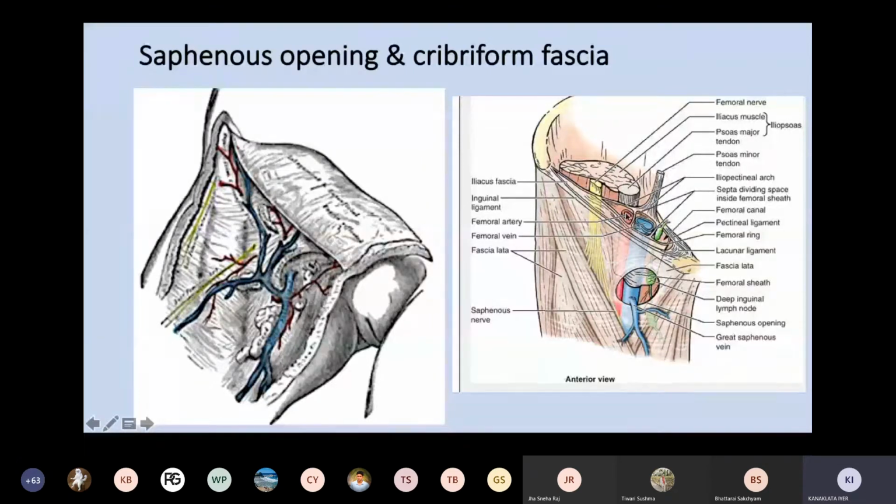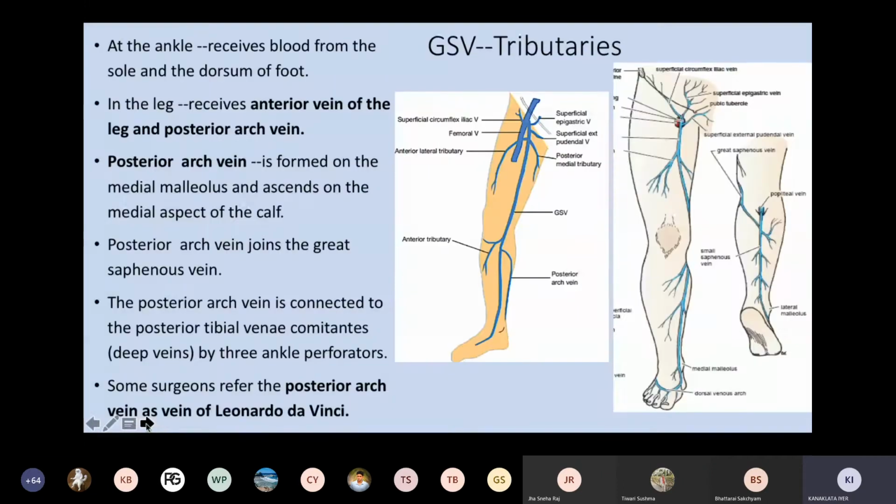Here you can revise your relation. This is femoral artery, so the femoral vein is on the medial side, and still more medially is a femoral canal. And in the femoral canal is a deep inguinal lymph node, and this is a femoral ring, right? Okay, and this is the great saphenous vein which is opening in it. So what are the tributaries of great saphenous vein?